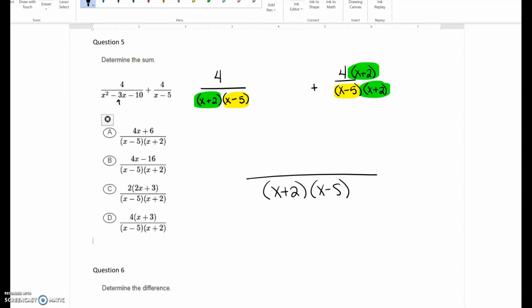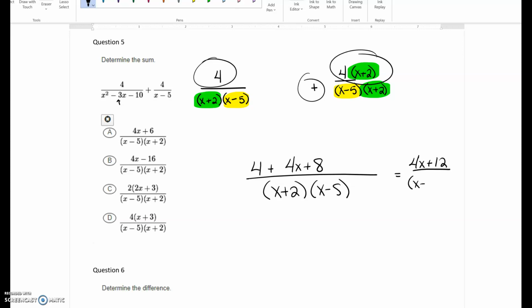Ignore the denominator now and just focus on the top. We've got 4 plus that thing. We've got 4 plus 4x plus 8. Combine your like terms. That's 4x plus 12 on the top. Did I do my math right? I did my math right. And on the bottom, we have x plus 2, x minus 5.